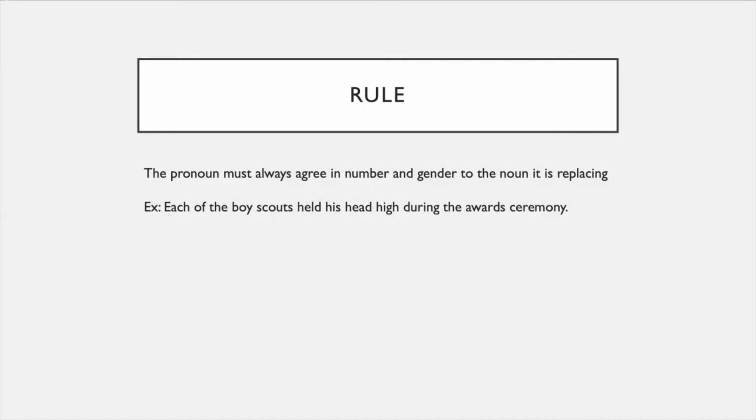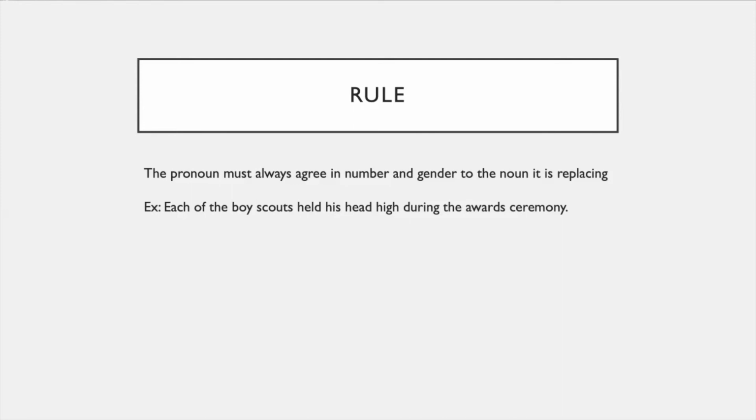So here we know that we're dealing with a singular subject because we have the word each, right? In case we didn't remember that each signifies that the subject of the sentence is singular, we know that of in the sentence is a preposition, and the noun that follows the preposition of is Boy Scouts, which means of the Boy Scouts is a prepositional phrase. We could just take that out and the sentence could read, "Each held his head high during the award ceremony." And therefore that would help us recognize that the subject of the sentence is singular.